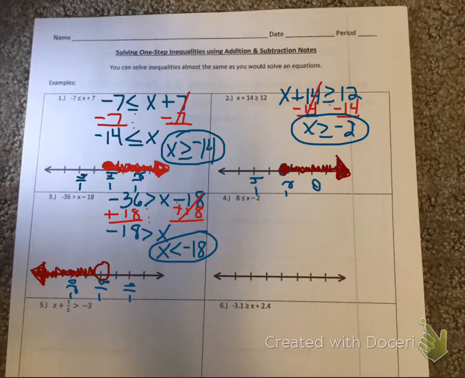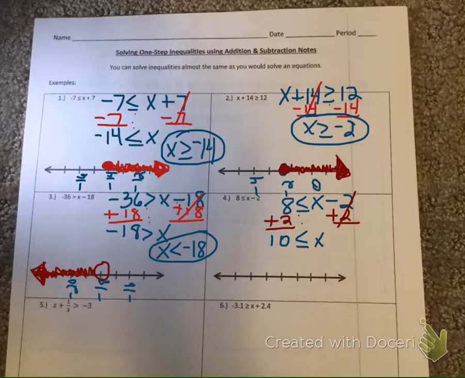Okay, next one we have 8 is less than or equal to x minus 2. I want to get my variable all by itself, and to do that I'm going to get rid of that minus 2. The inverse of a subtract 2 is to add 2. Whatever I do to one side, I have to do to the other side. Negative 2 plus 2 cancels out. And I'm left with x is greater than or equal to 8 plus 2 is 10.